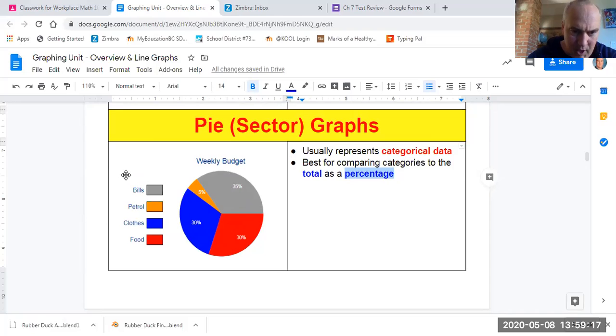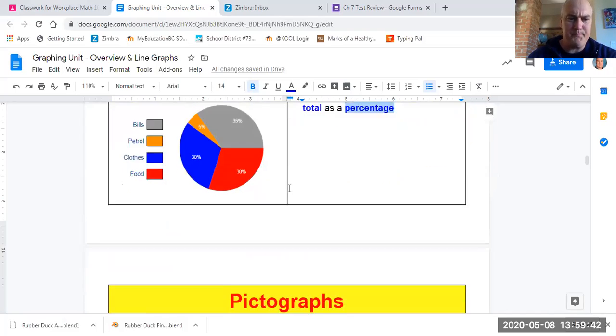So in this case, we have the weekly budget, and we have categories set up that break down the budget into bills, petrol, which is another word for gas, clothes and food. And we can see very quickly how much each one makes up. We can see that clothes and food make up a lot, but that bills make up the most. So that's an example of a pie graph, which in Mathletics is referred to as sector graphs.